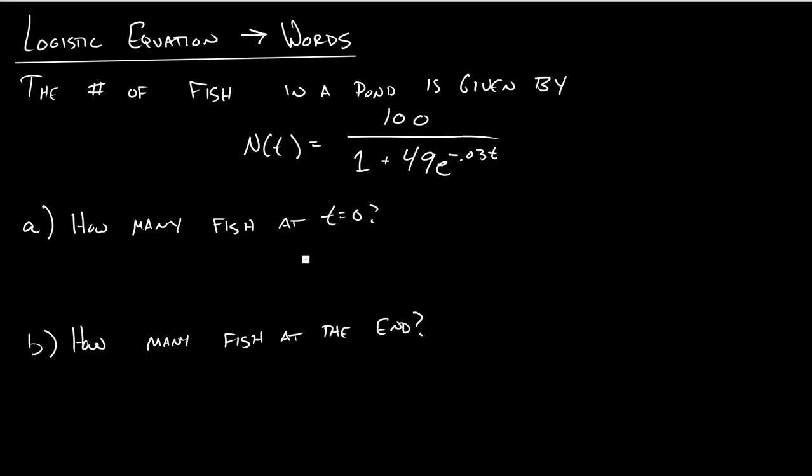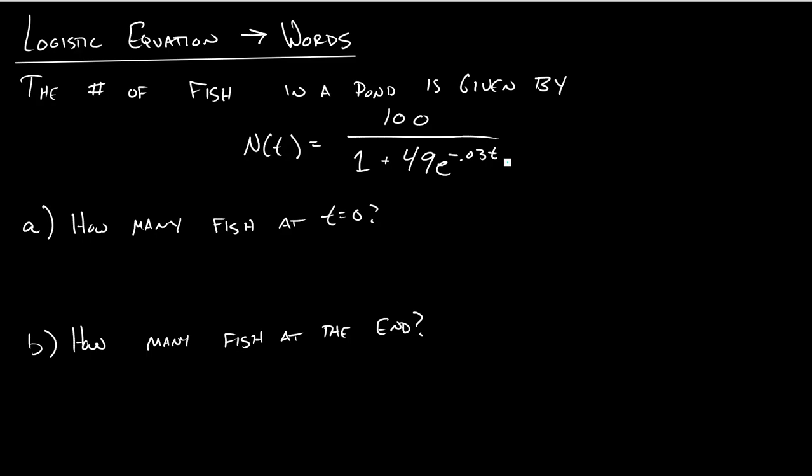So most questions about logistic equations are going to ask us about when the population reaches a certain amount or when it's increasing by the most, and let's just get a brief survey of what we might expect to see right here. The number of fish in a pond is given by this equation. How many fish are there at the beginning?